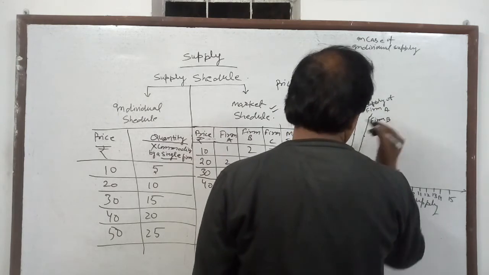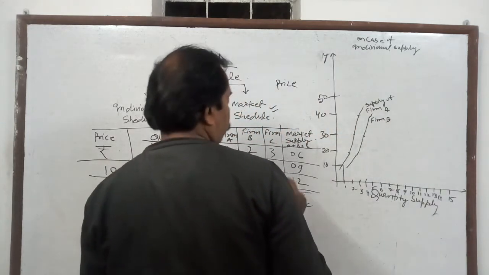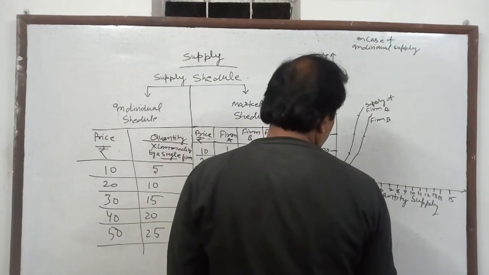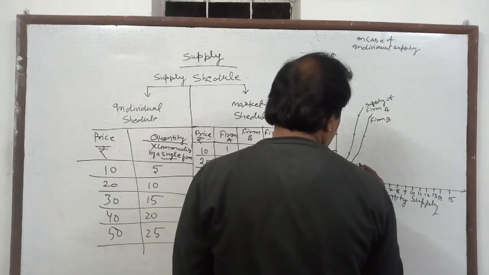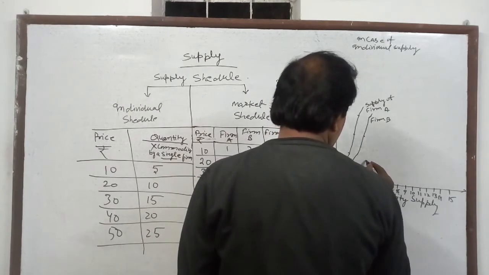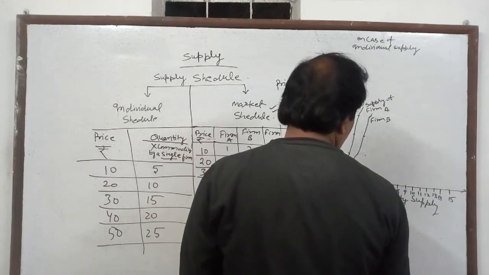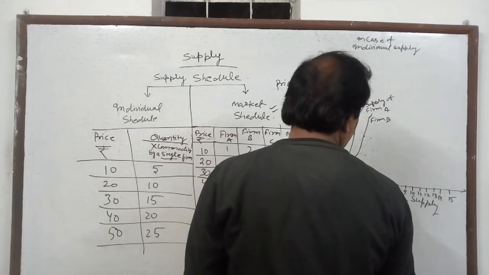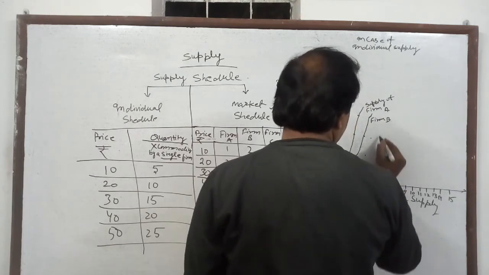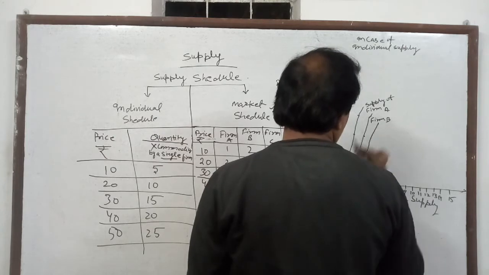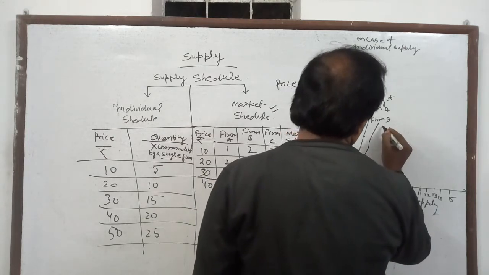Now come to firm C. Here, when the price is rupees 10, they are ready to supply 3 units. At rupees 20, they are ready to supply 4. Next, 5. Next, 6. Is it clear? So that is firm C.